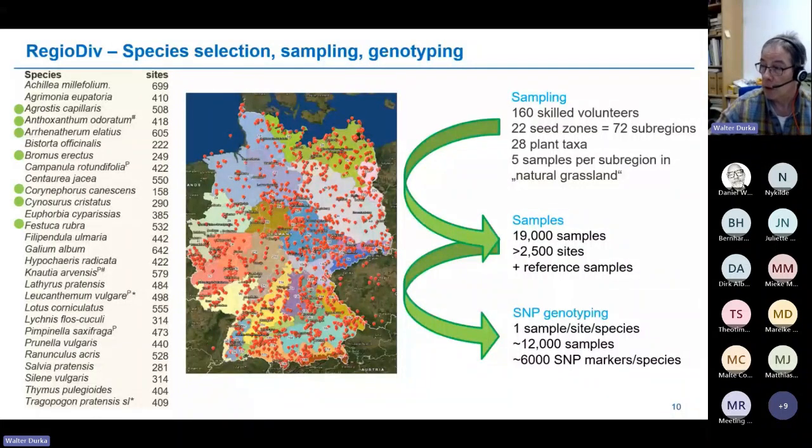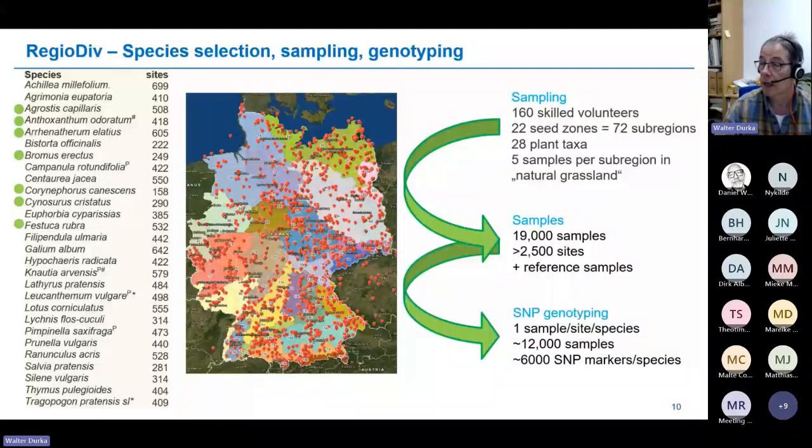So we were looking for people that could help us with sampling. We had 160 volunteers. The 22 regions were dissected into a total of 72 sub-regions, and each collector or collector team was responsible to collect one of those sub-regions. The first aim was to have 5 samples per sub-region in as natural as possible grassland. Overall, we received something like 19,000 samples from 2,500 sites. Then we selected in the first step only 1 sample per site and species, which made about 12,000 samples.